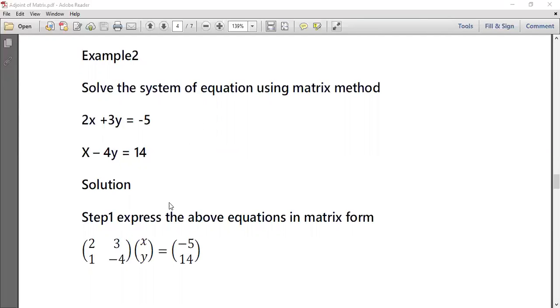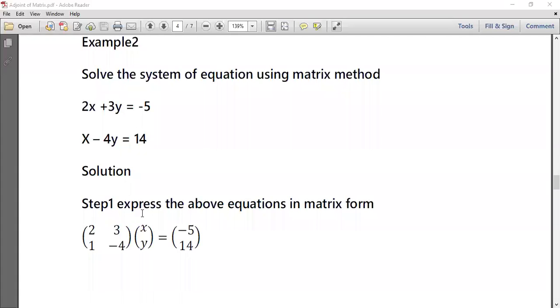Look up here. The first one I'm going to do is step one. The first step is we're going to form a matrix out of this system of equations. So let me take my pen. How do you form the matrix? Just use the coefficients and write out the matrix form. The coefficient of x is two, the coefficient of y is three, the coefficient of x is one, and the coefficient of y here is minus four.